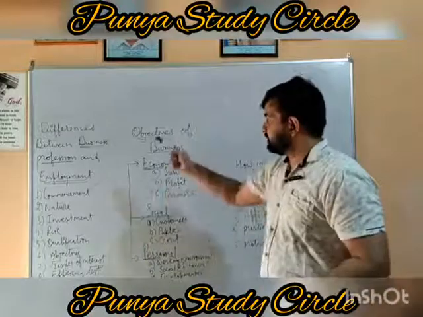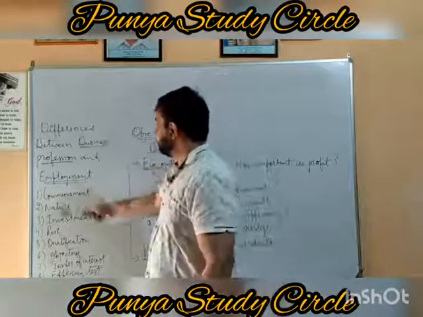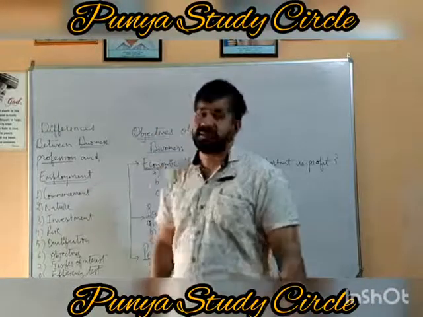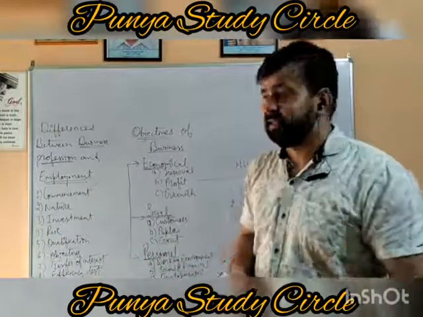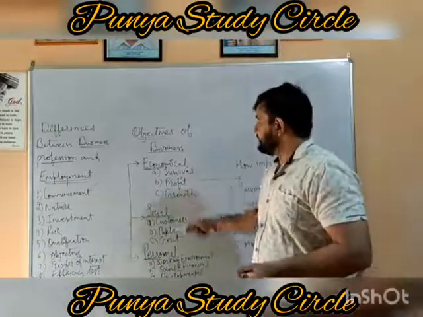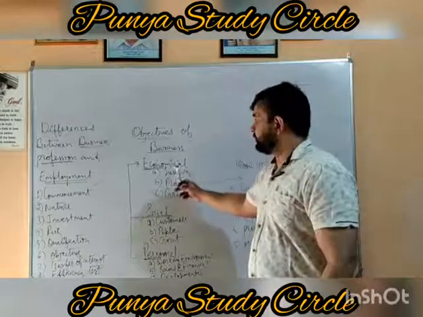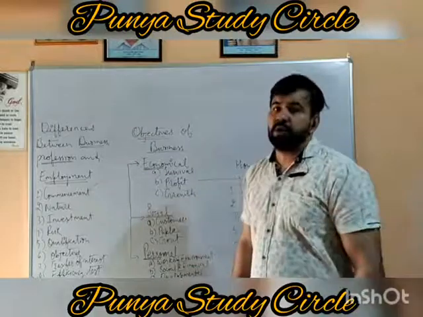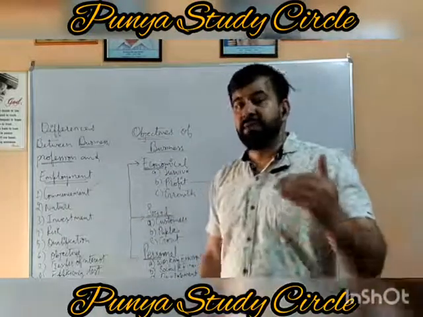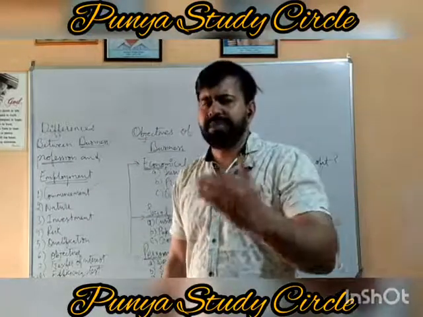This is the difference between profession, business and employment. Now we are going to talk about objectives that a business entity is having. Basically, the objectives of a business entity are categorized into three groups: economical objective, which you may also call organizational objective, social objective, and personal or workforce related or human resource related objectives.